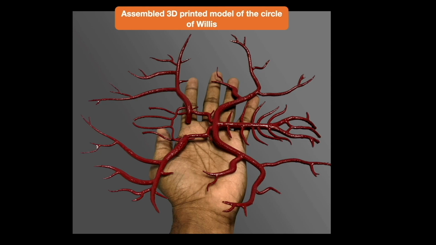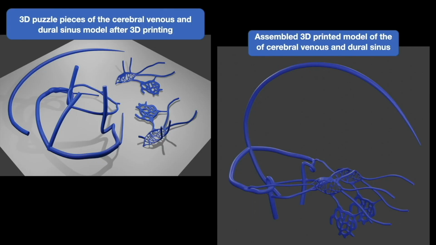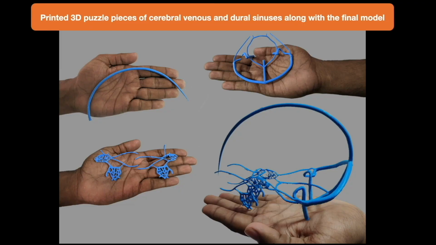by the neophyte. On the left-hand side, the 3D puzzle pieces of the cerebral venous system model after printing are shown. And on the right-hand side, the assembled 3D printed model of the cerebral venous system is shown. This is an image showing how the various 3D puzzles were assembled, with the final assembled 3D model being held in the hands of the neophyte as shown here.